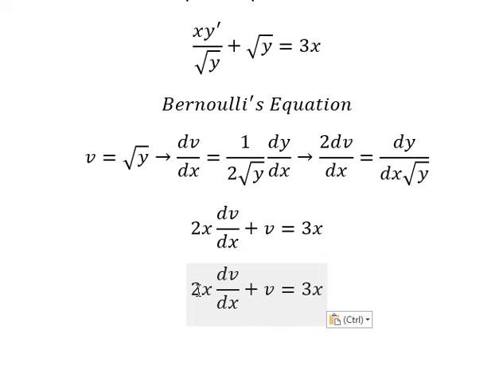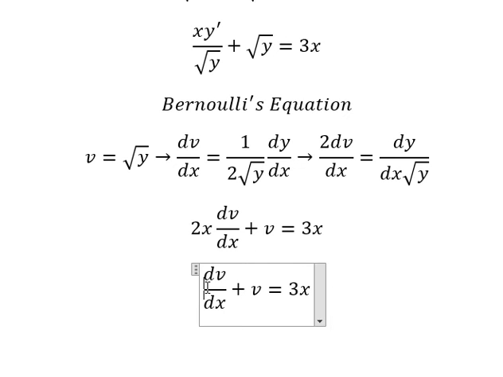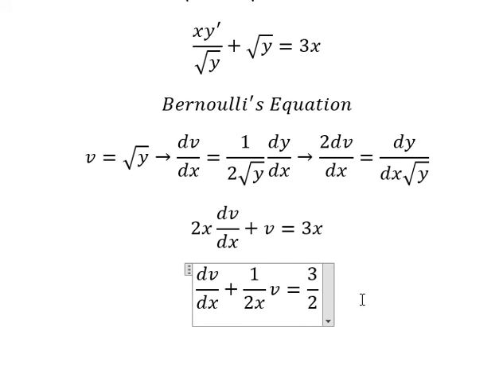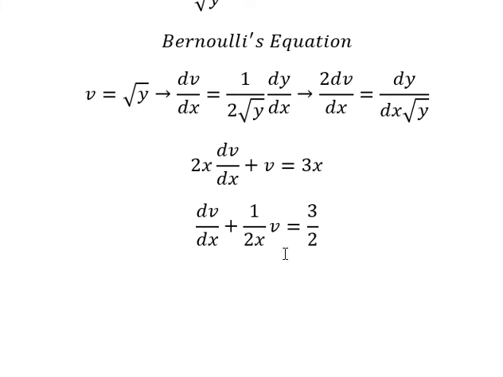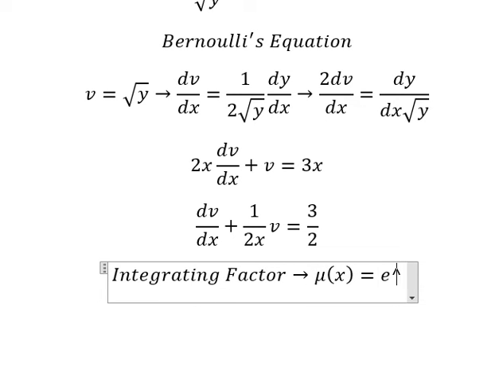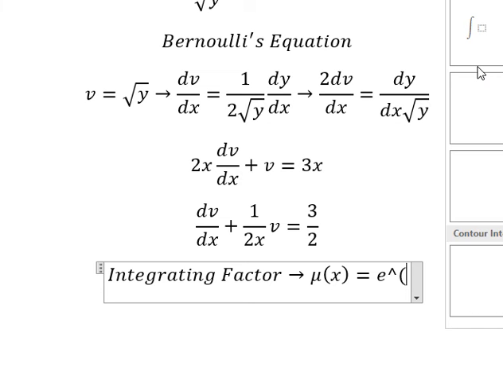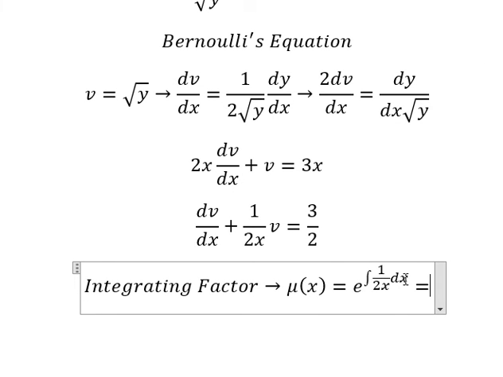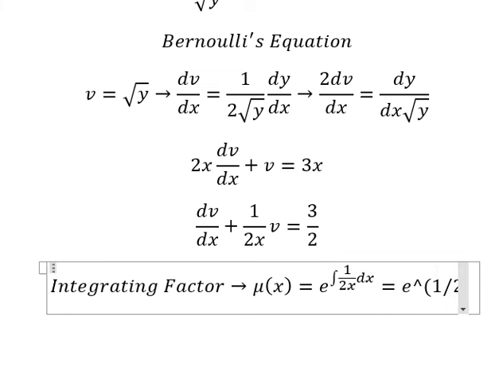Next, we divide both sides by 2s. Next, we see that we have the original function and the first derivative of the function, so we can use an integrating factor. So we have mu s equals e to the power of the integration of 1 over 2s ds. This one you get e to the power of 1 over 2 ln s.